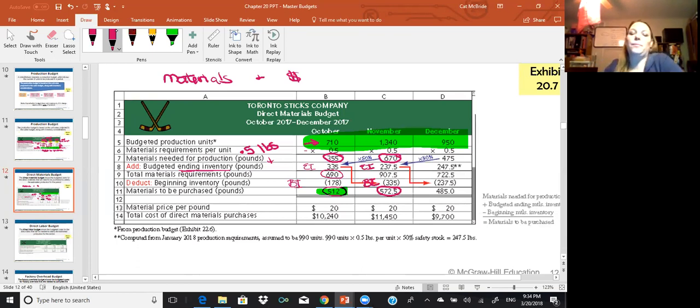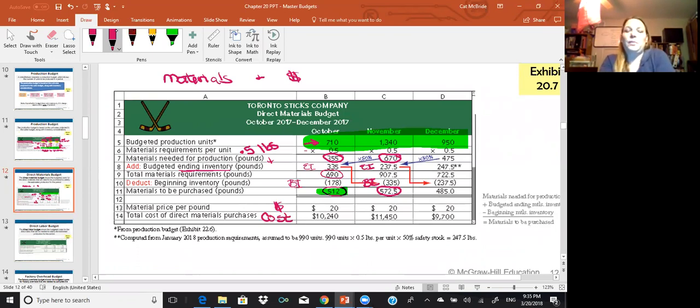After we figure out how much we have to purchase, then we put dollars to it. We're going to say, okay, if we need 512 pounds, we're going to estimate the pounds are $20 a pound. So this is our cost. Because we're only doing 512 pounds in October, it'll be 10,240. For November, it'll be 11,450. And for December, it's 9,700.